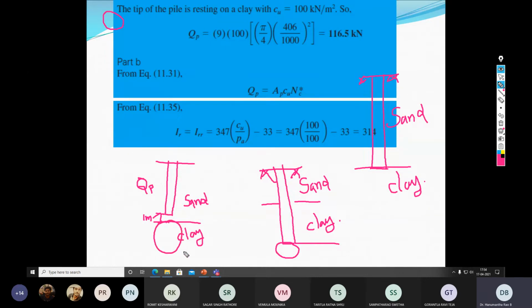Therefore, instead of only the pile capacity, you should give equal importance to the settlement calculation, because this clay is undergoing consolidation settlement.